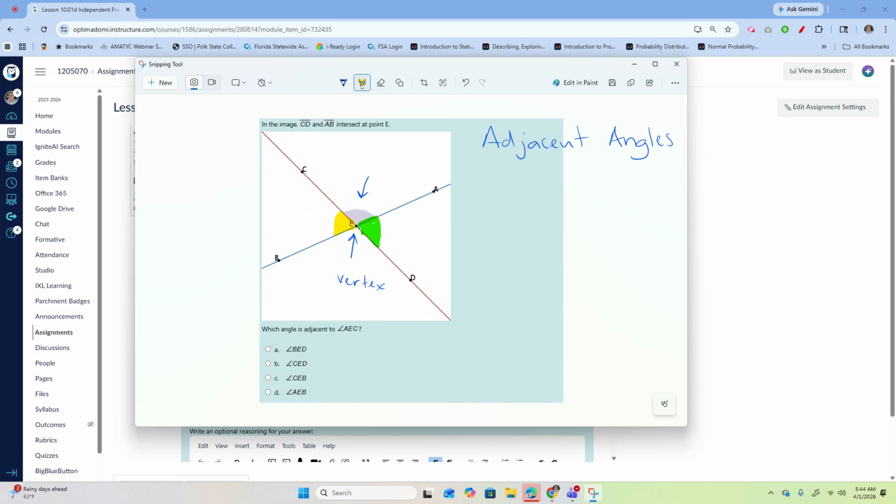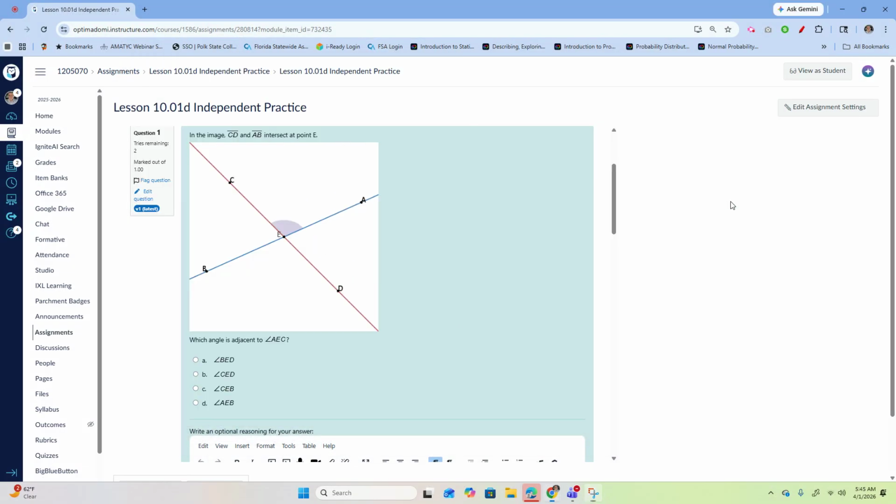Now, because this is a multiple choice, which angle is adjacent to AEC? We have BED, which is this one here. BED, no, it cannot be that one. CED, look what is CED. CED is all of this, so no. CEB, oh, look, that's the one that I highlighted in yellow. So yes, the correct answer will be that one. Okay, let's go to the next problem.